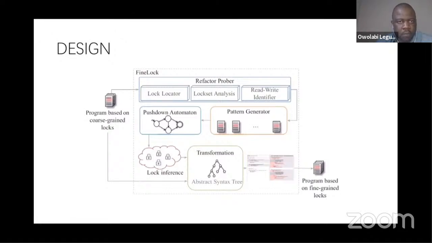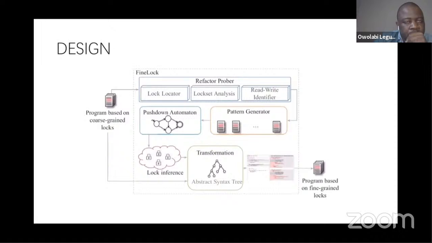The pushdown automaton is utilized to infer locks based on a generated pattern for a critical section. Each character in the pattern sequence is used as a trigger to transfer from one state to another. FunLock conducts transformation on AST by converting synchronized locks into re-entrant read-write locks.